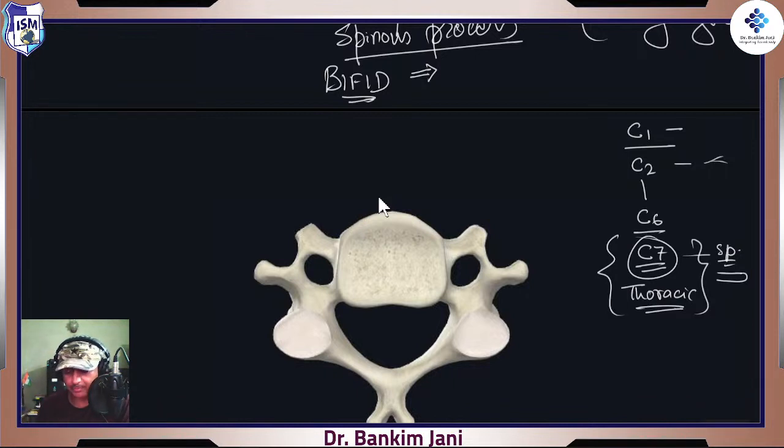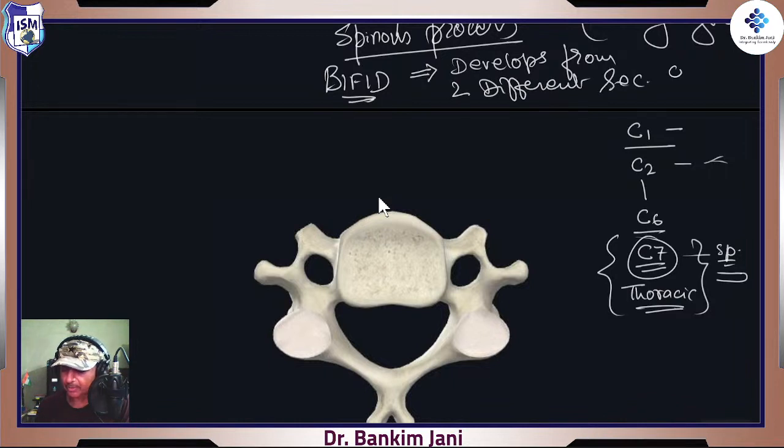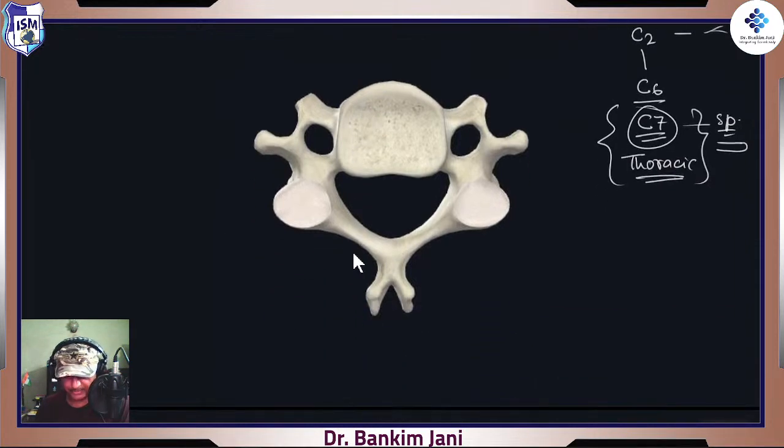Now, why should it be bifid, right? The reason is that it develops from two different secondary centers, two different secondary ossification centers, right? So that's why this is a bifid spine.